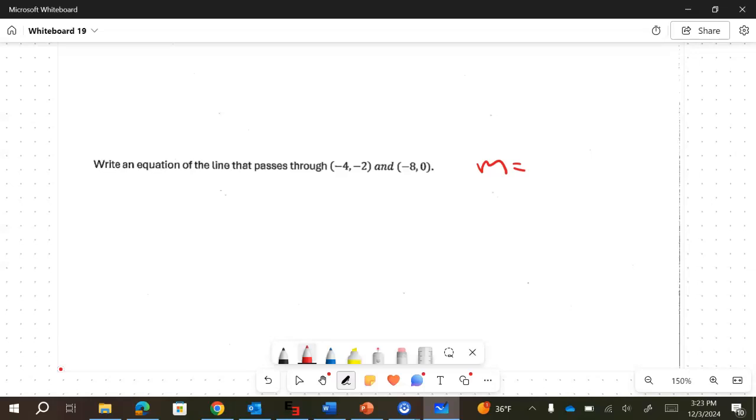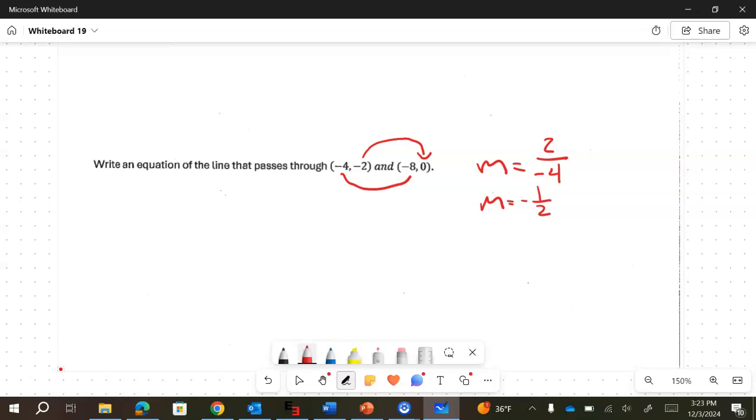Remember, it's just like counting squares. So look at my y values. I go from -2 to 0. So what did I just do there? The y value increased by 2. My top number is 2. Look at my x values. Went from -4 to -8. My x values went down by 4. So if I simplify this, I get a slope of -1/2.